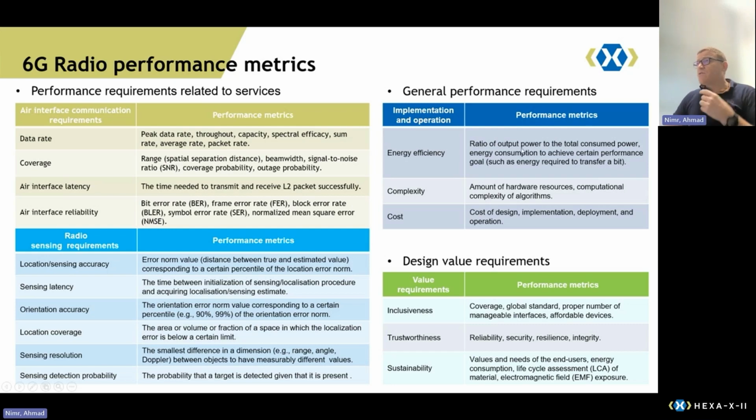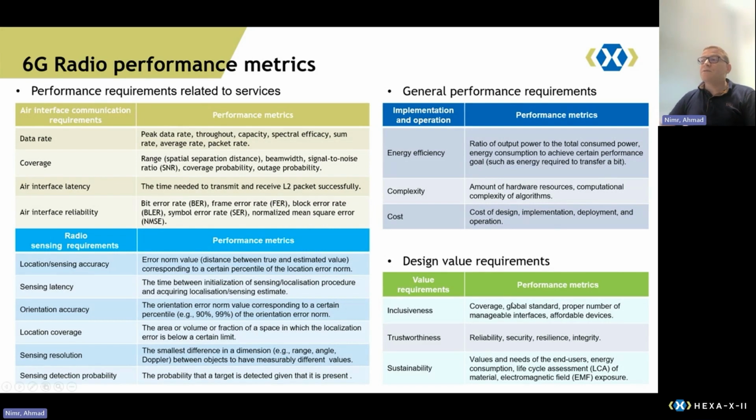Then we also evaluate general performance requirements like the energy efficiency, and there are a couple of definitions also in the projects. Might go beyond the energy per bit, to have more sense of the actual output power relative to the total power consumption. Complexity, not only the computational, but also the amount of hardware resources needed, and the cost. So this might go beyond our work. So to assess the cost could involve other partners to help out.